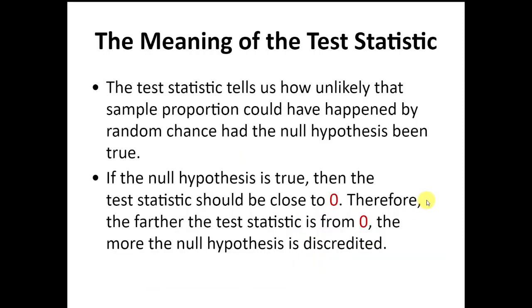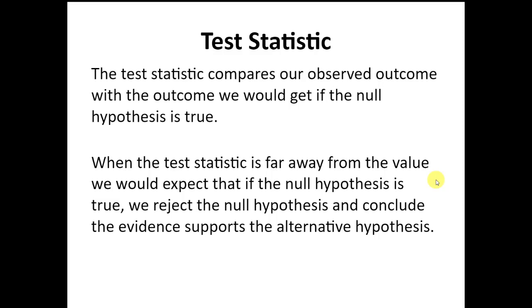The other thing that we're going to be looking at is the test statistic. The test statistic is the z-score that comes from the experiment, that comes from the sample that we just investigated. And it tells us how unlikely a sample proportion could have happened by random chance had the null hypothesis actually been true. If the null hypothesis is true, then the test statistic is going to be very close to zero, close to the center of the curve. The farther away the test statistic is from the middle of the curve, the more likely that you will reject the null hypothesis. We compare our test statistic for our sample with the z-crit, or the critical value.